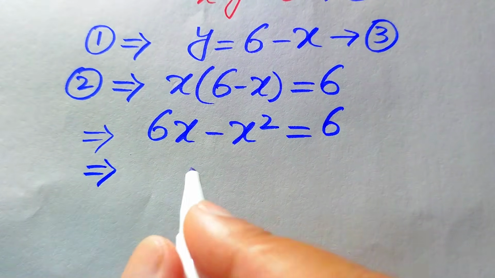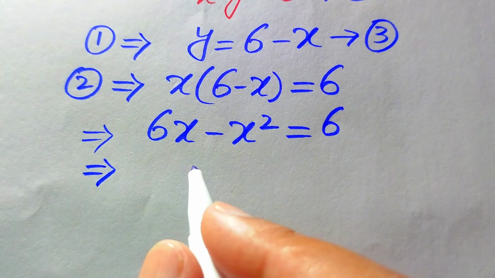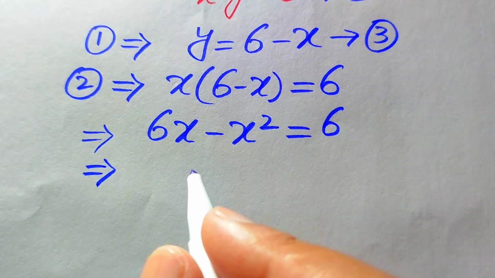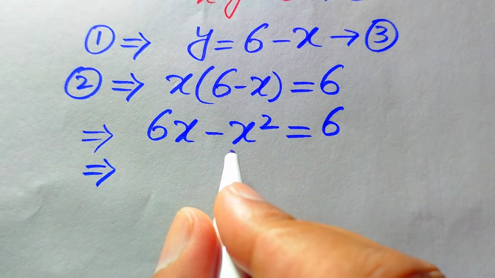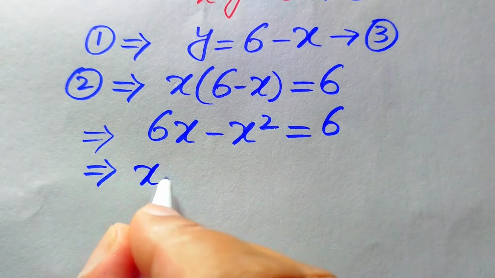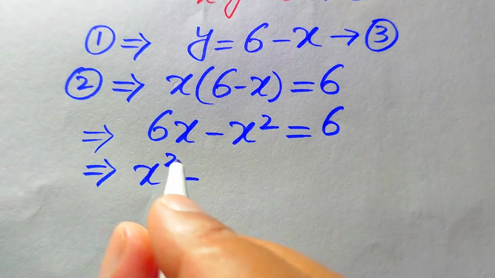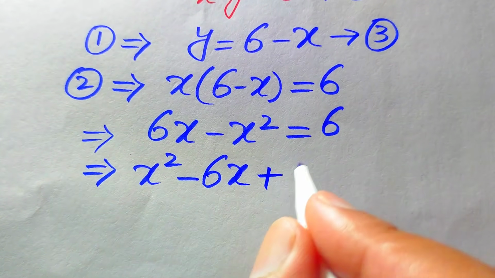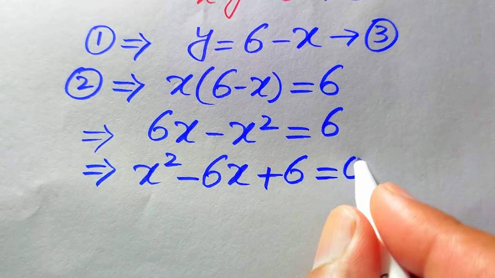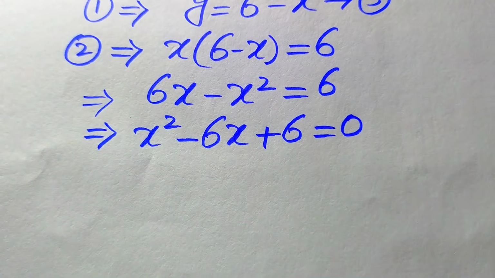In the next step we need to write this equation in the standard form, and for this we move all the terms from the left hand side to the right hand side. This is minus x square, and when we move it to the right hand side it becomes plus x square. This is plus 6x, which becomes minus 6x, and this is plus 6, and this whole equation equals 0. So after a little bit of simplification, we convert our given problem statement into the standard quadratic form.